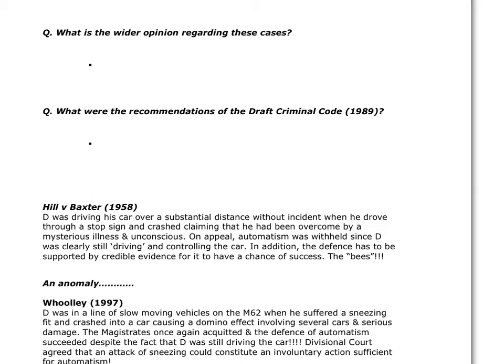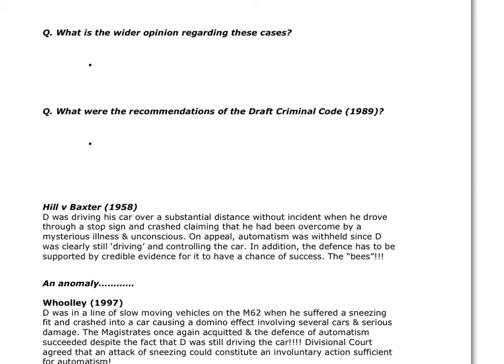Then in the draft Criminal Code 1989, which was the venture of the Law Commission, what was suggested there, which is realistic and fair, is a new test called the prior fault test. Number 1, did D know the likely outcome? And number 2, did D have effective control? This would be a less harsh test and would show that the defence could succeed.